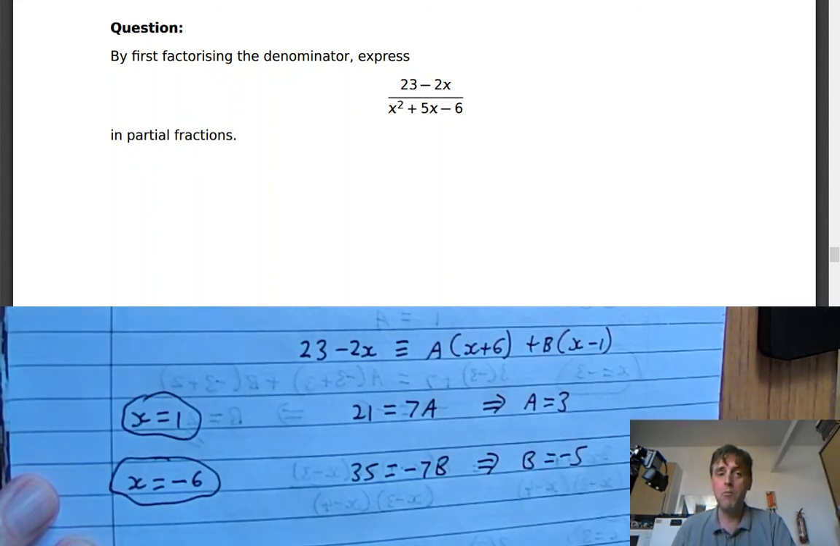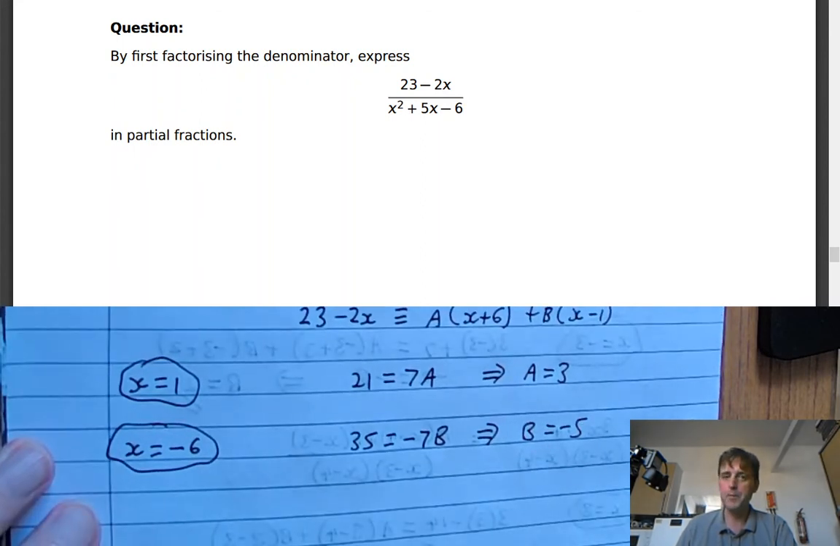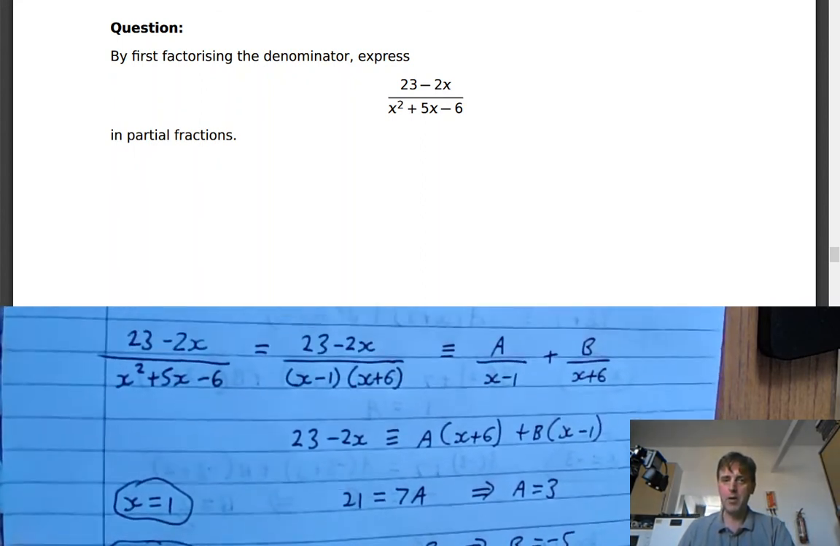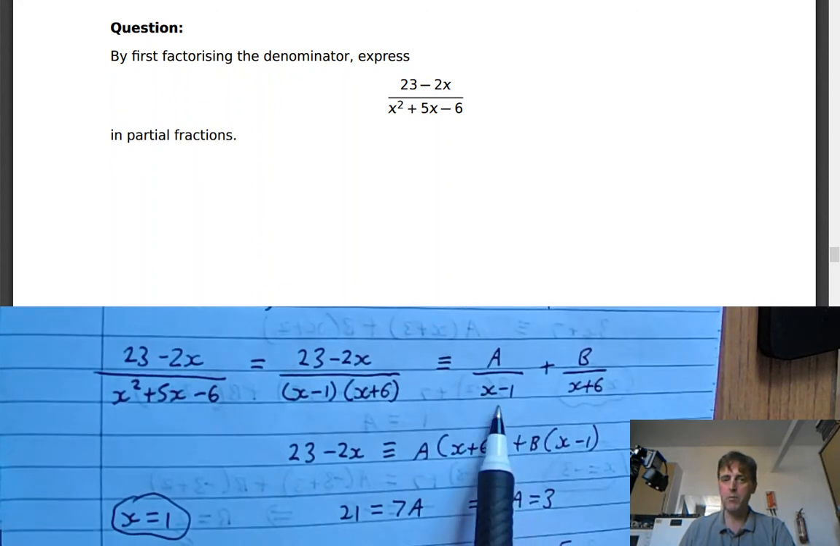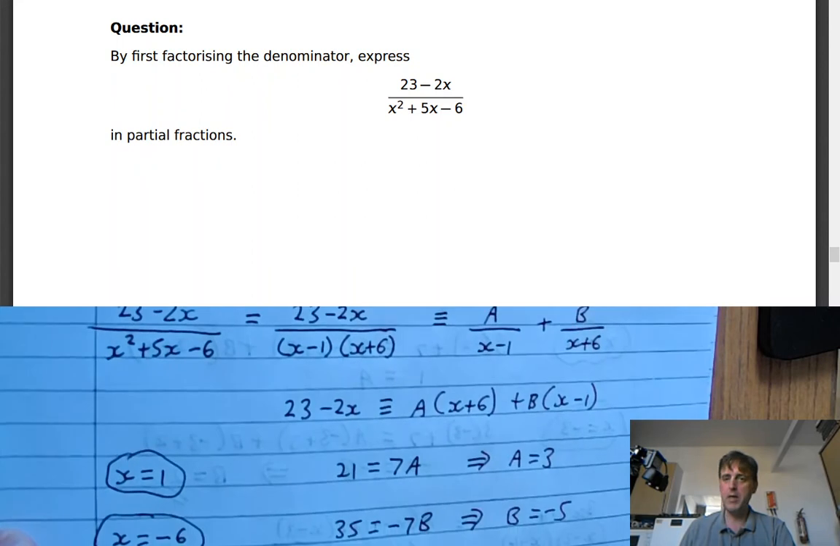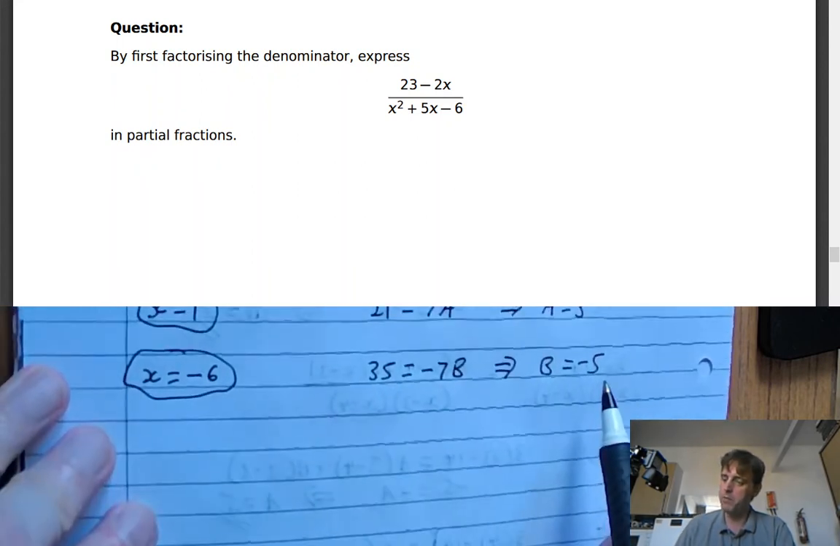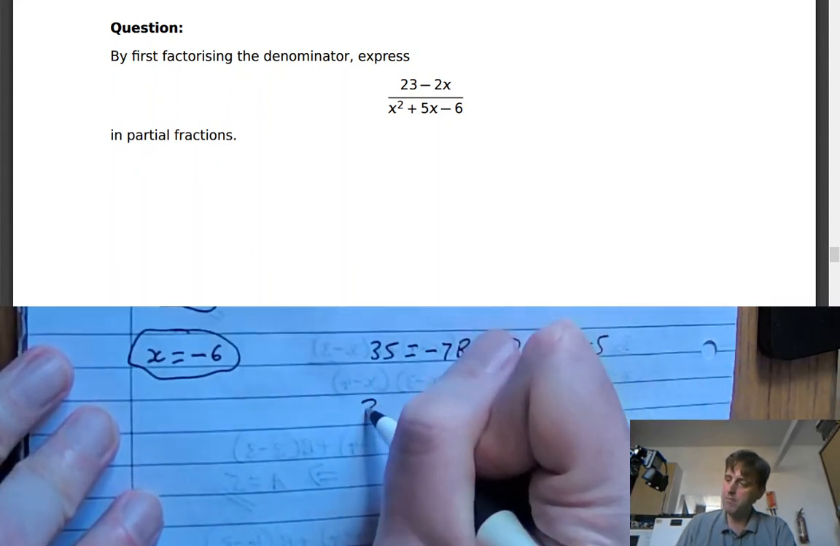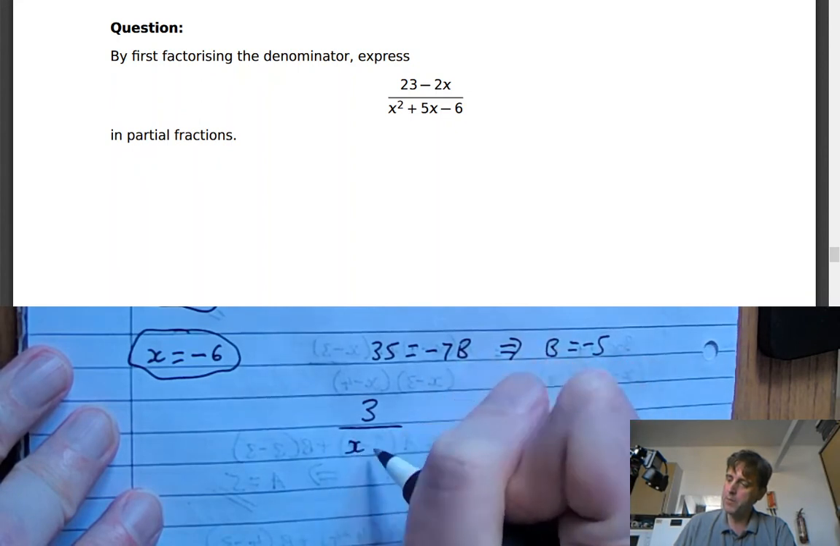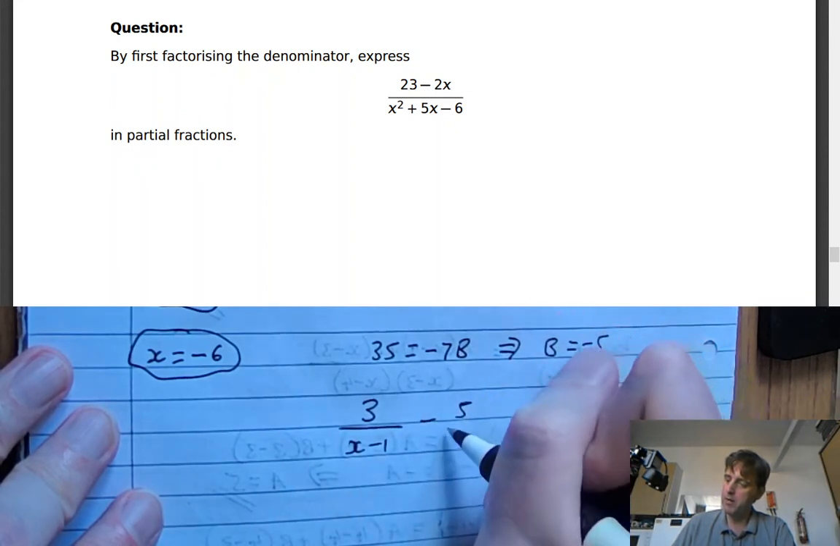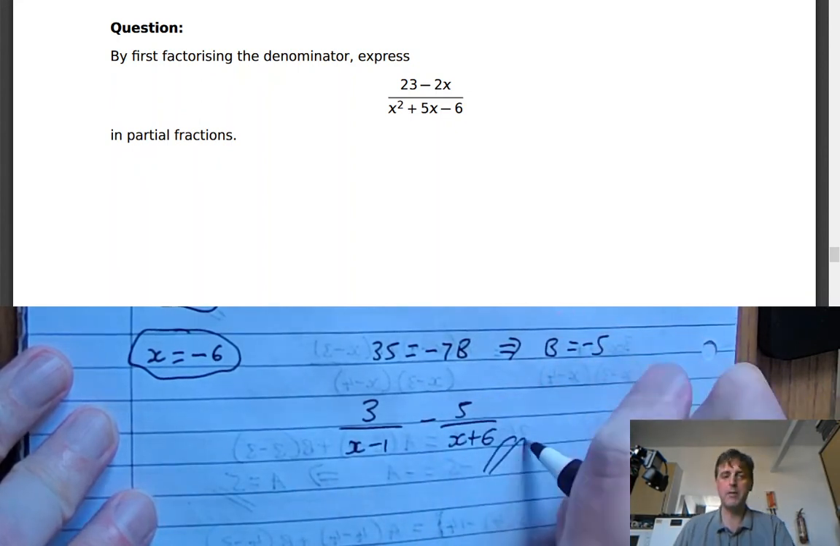And so we've been asked to actually express it in its partial fractions here. So the answer is going to be, let's go back up here. So a over x minus 1, a is 3. B over x plus 6, b was -5. So the answer must be 3 over x minus 1 minus 5 over x plus 6.